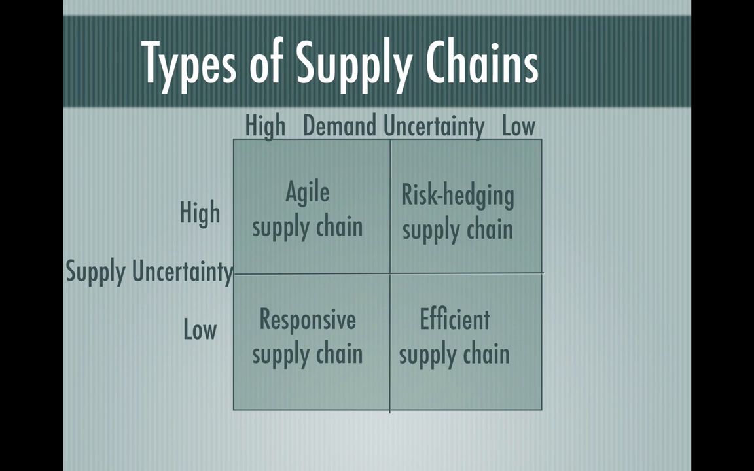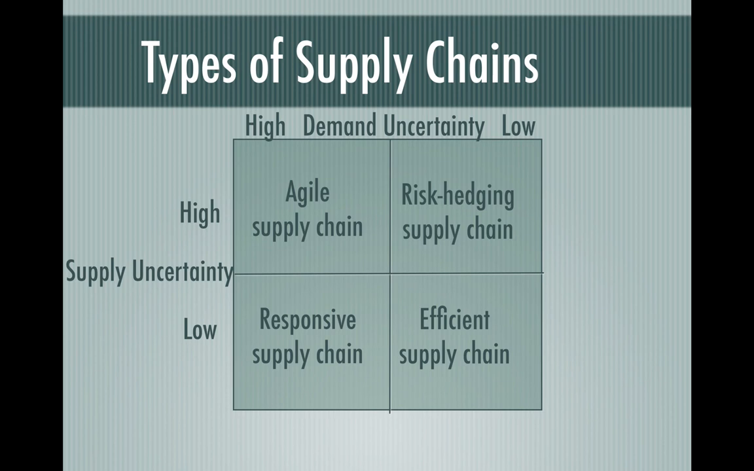So we can categorize demand and supply uncertainty into two categories, high and low. The simplest type of supply chain is in the bottom right corner, where the demand and supply uncertainty is very low. We need to have an efficient supply chain. Just figure out the forecast easily and then stock enough to meet that demand. An example of an efficient supply chain would be Walmart in retailing.